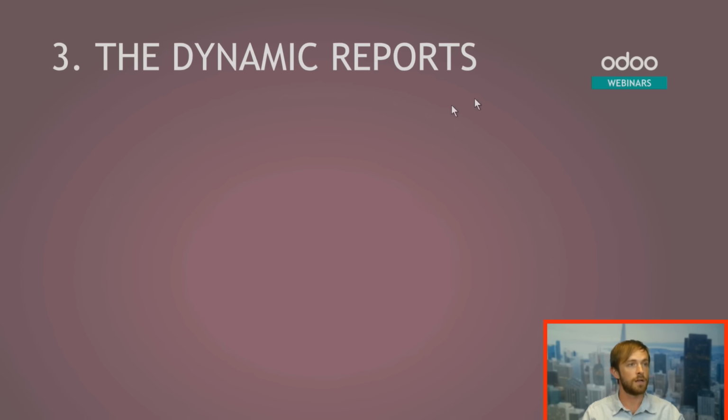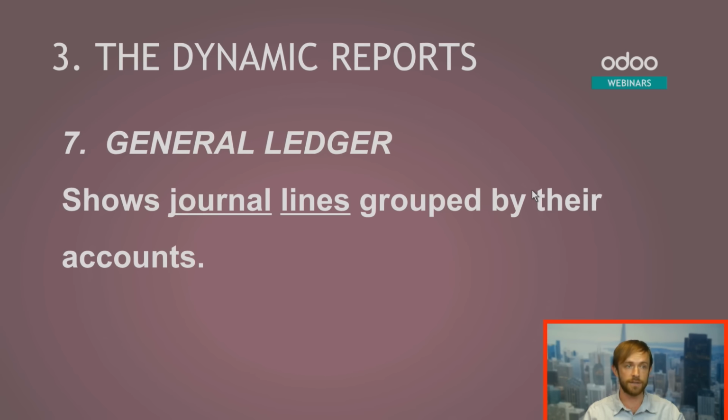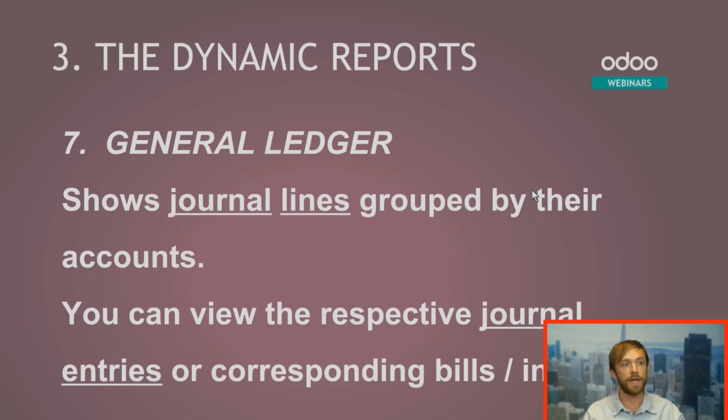So, moving on, the general ledger itself shows your journal lines grouped by their accounts, and if you want to, you can also view the respective journal entries or any bills or invoices that they are linked to. Just terminology real quick, once again, in case accounting is somewhat new to you. If you have, say, an invoice, the invoice is going to create a journal entry, and the journal entry itself is going to have a couple of journal lines. So it goes invoice, journal entry, and then within that journal entry, there are those lines. Each line would be a debit or a credit.